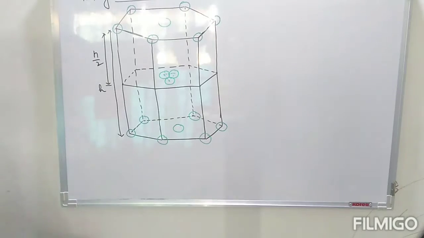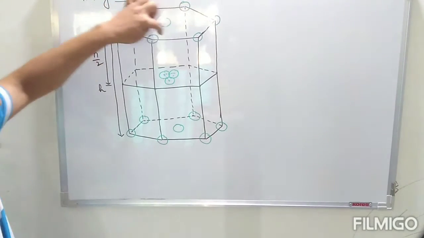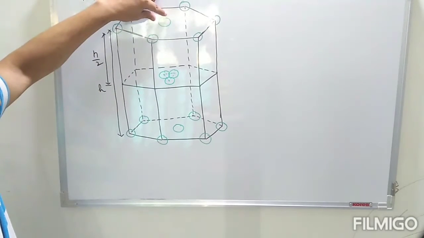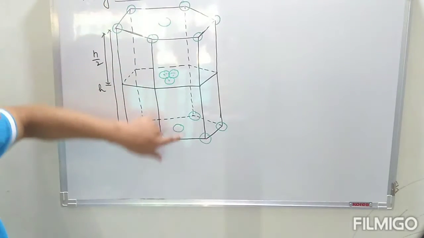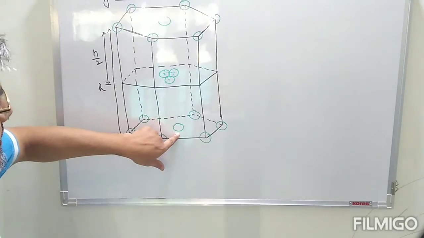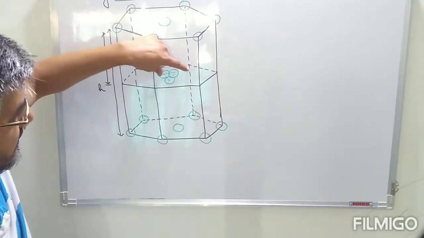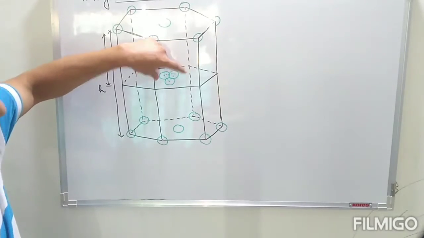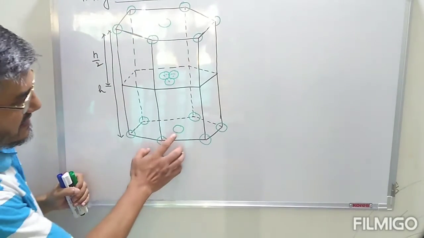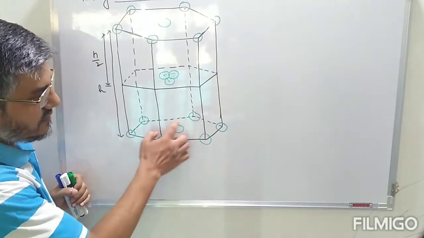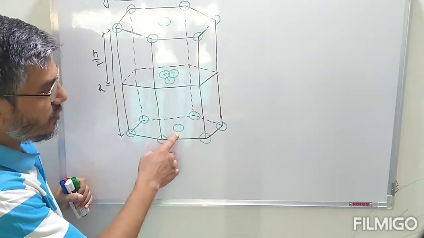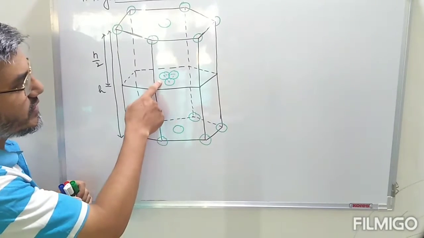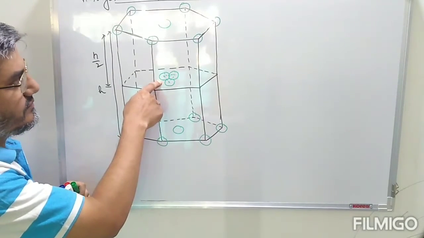So while discussing this, look at this. Atoms are occupying the corners of the regular hexagon, as well as the centers of this regular hexagonal face, and there are three atoms exactly at the center forming an equilateral triangle. These face centers are in contact with six corner atoms as well as three above.